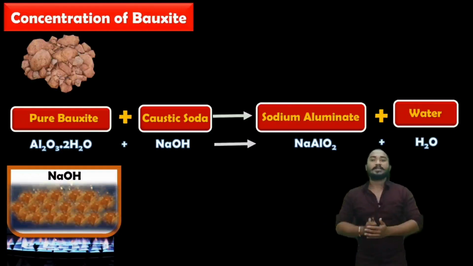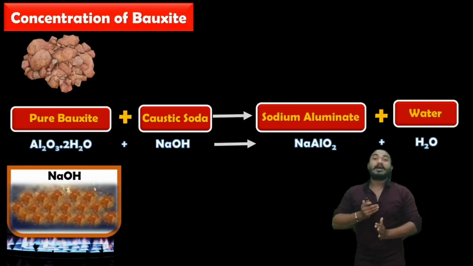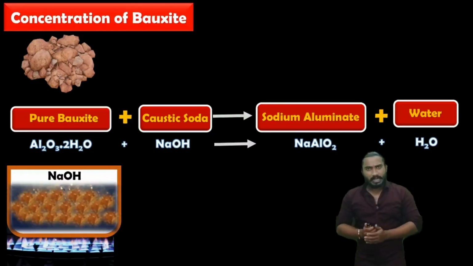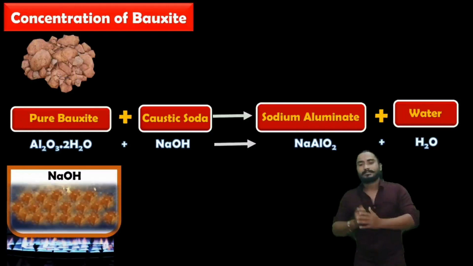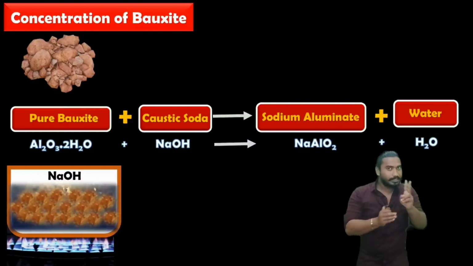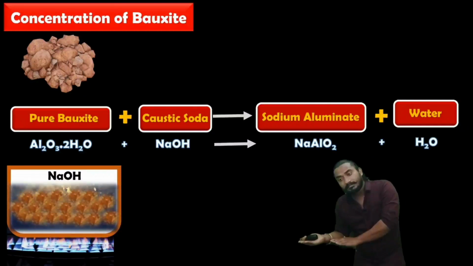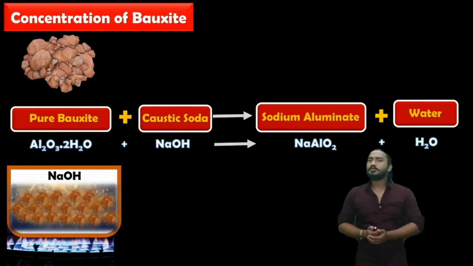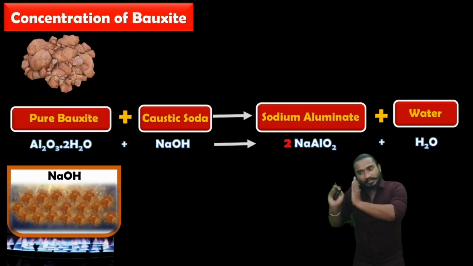Now children, if you observe this equation, you will find that it is a skeletal equation. What do we mean by skeletal equation? This equation is an unbalanced equation. Let us count the number of atoms on the left hand side and the right hand side. The number of atoms of aluminium on the left hand side is 2, but on the right hand side it is 1. So what are we supposed to do? We will multiply 2 on the right hand side so that the aluminium atoms will be balanced.